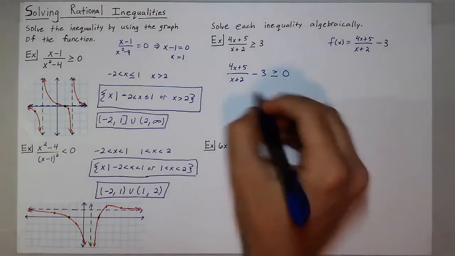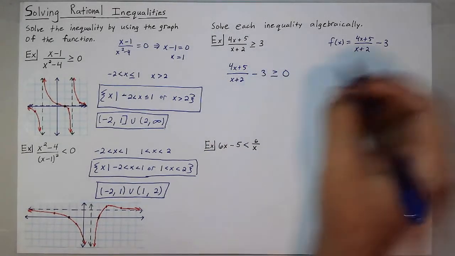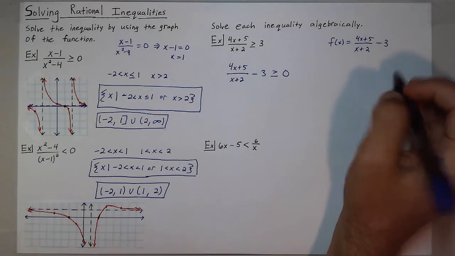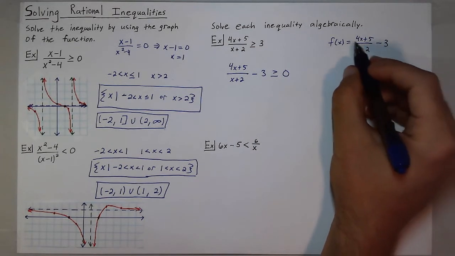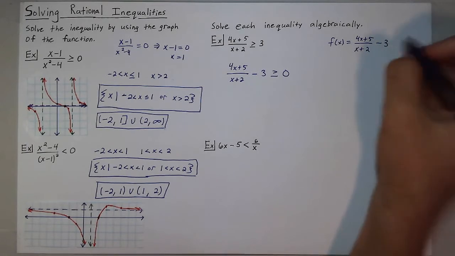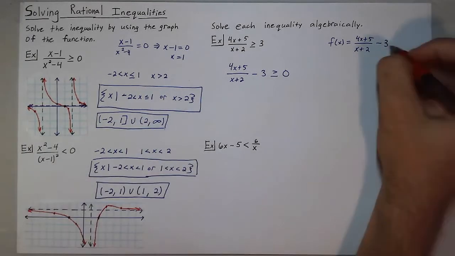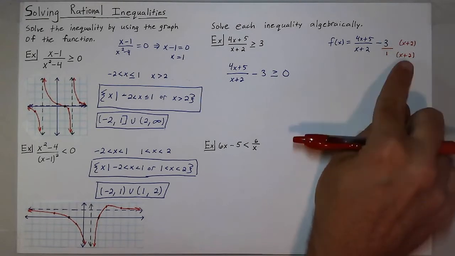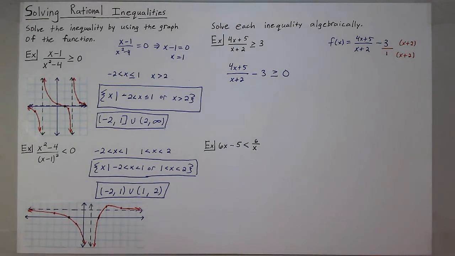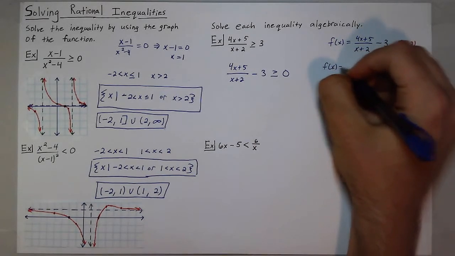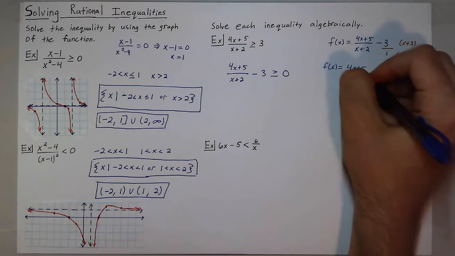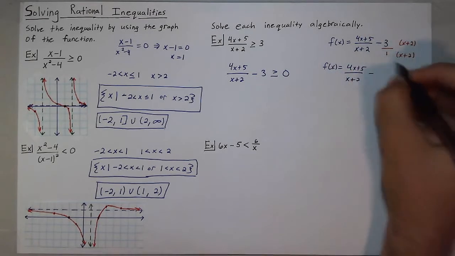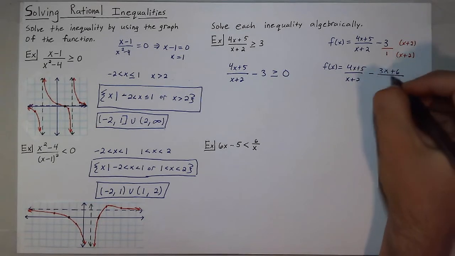So to do that, I'm going to set it equal to 0 in a minute, but I actually just want to rewrite this as a proper rational function with just one fraction bar, and not this -3. So I'll actually find a common denominator. That 3 is over an understood 1. So if I multiply the numerator and the denominator by x plus 2, I can get an x plus 2 as a common denominator between both terms. So f of x would equal 4x plus 5 over x plus 2 minus 3x plus 6 over x plus 2.